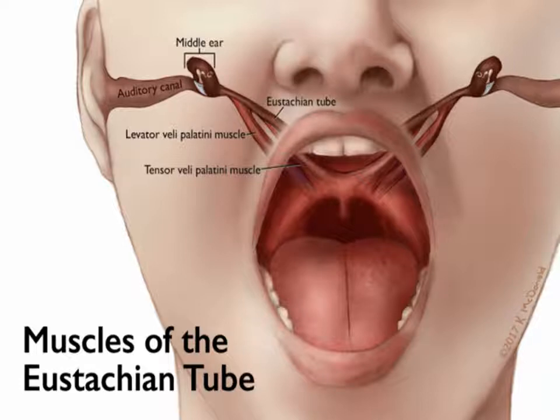Now, the nerve supply of these muscles: all of the muscles of the palate are supplied by the vagus nerve, especially the pharyngeal plexus formed by the vagus nerve and the cranial part of the accessory nerve, except tensor veli palatini, which is supplied by the mandibular division of the trigeminal nerve. This is the only exception.